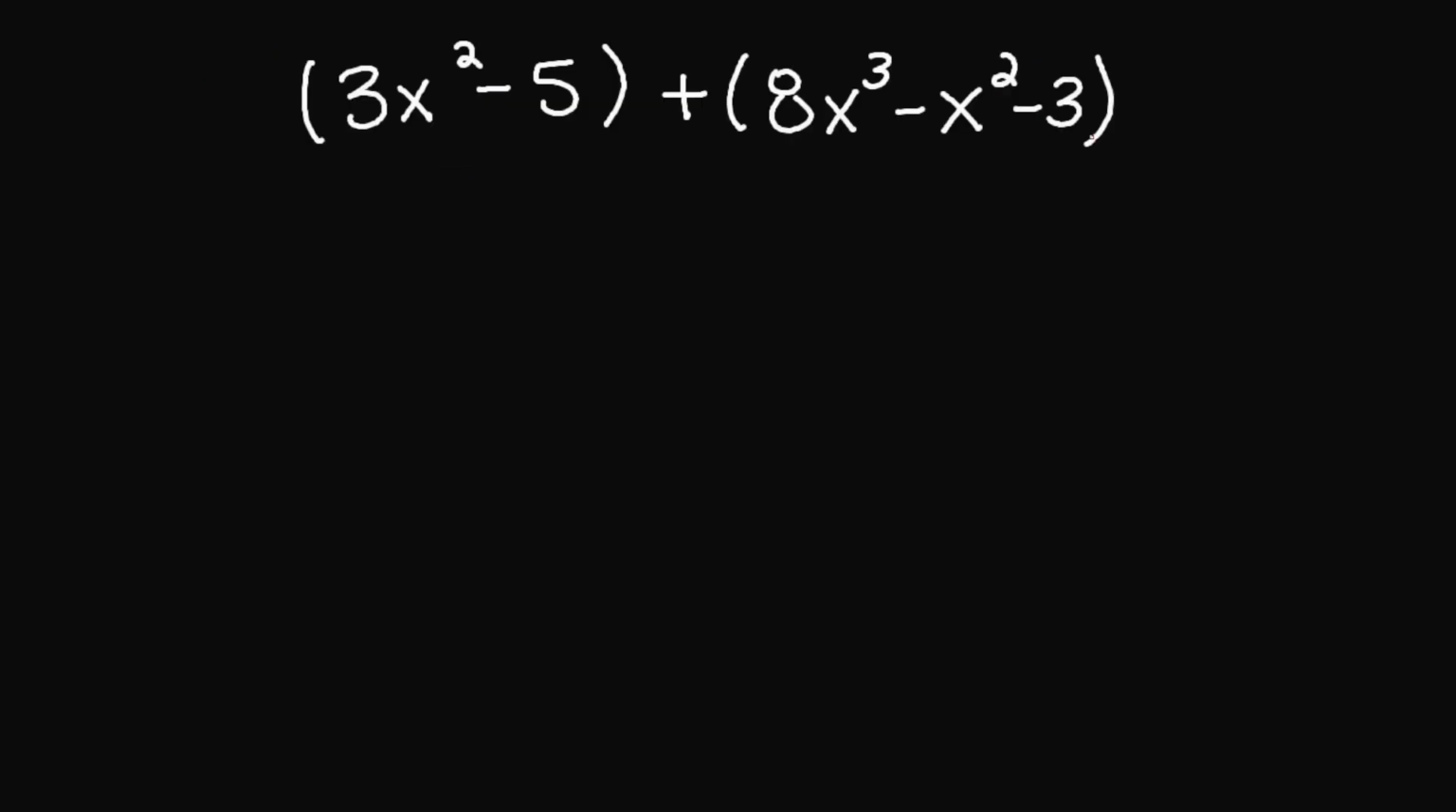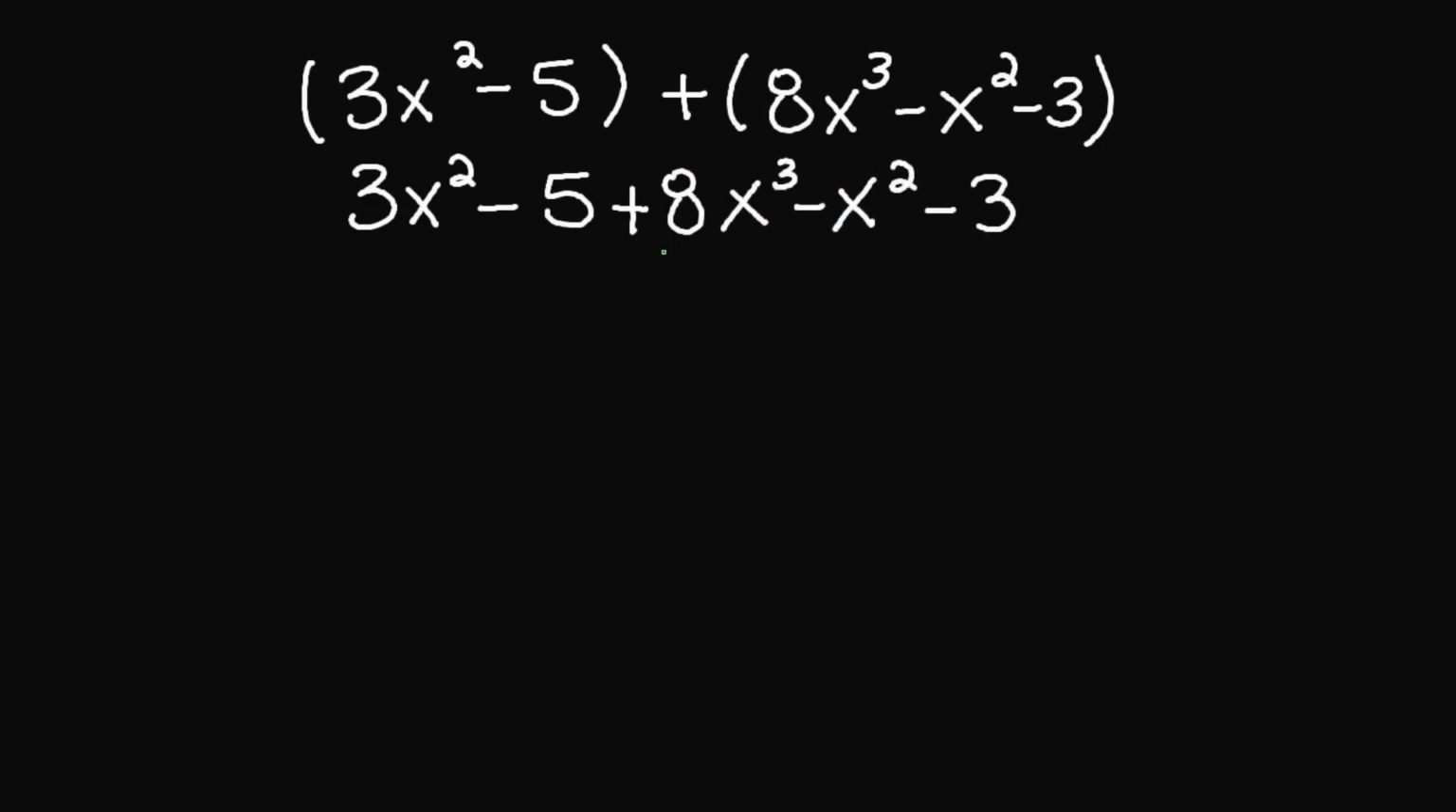So let's try this example here. Let's go ahead and clean this up a little bit. So we have 3x squared minus 5 plus 8x cubed minus x squared minus 3. Let's start with the highest degree. The highest one we have here is 8x cubed, so I'm going to write 8x cubed here.